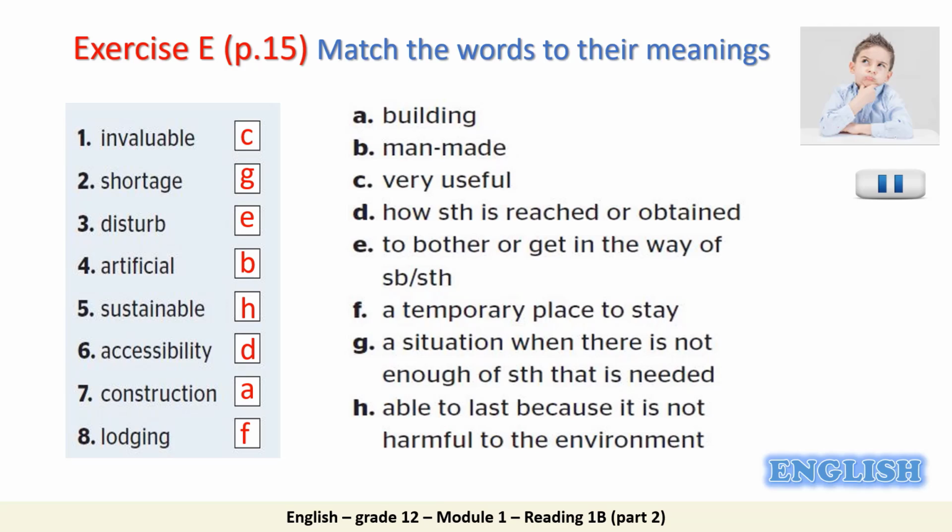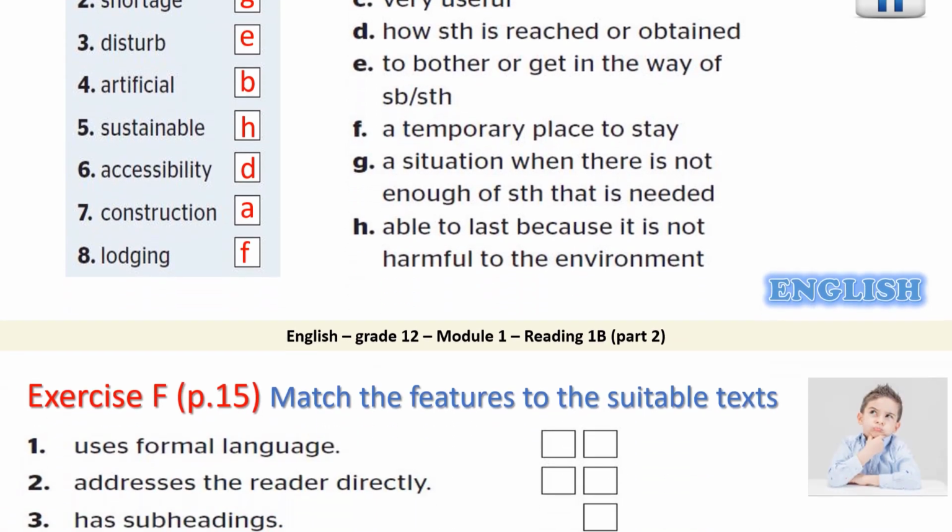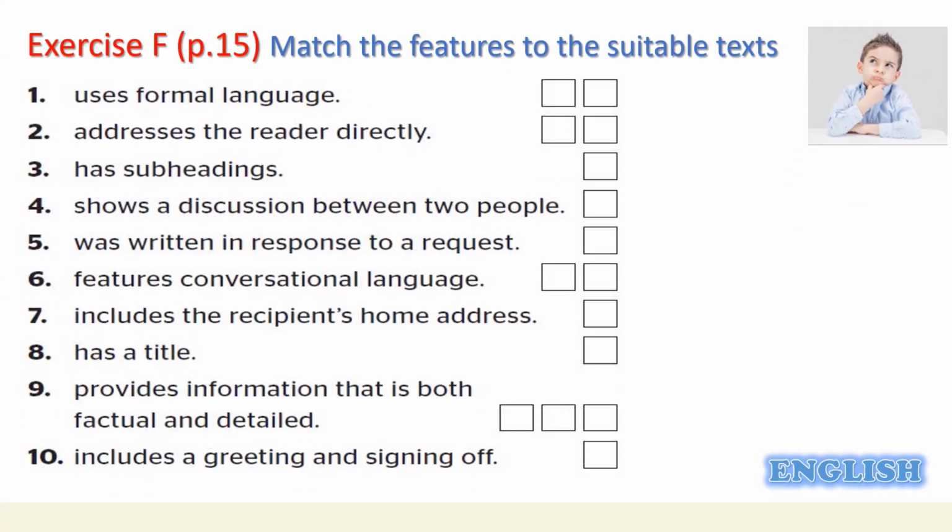Now we move from vocabulary enrichment to look at some of the text features. Do you have any idea about the characteristics of the texts that we had in the previous lesson? Let's check this together. With reference to the 4 texts, you will figure out that these texts have different features and similar ones.